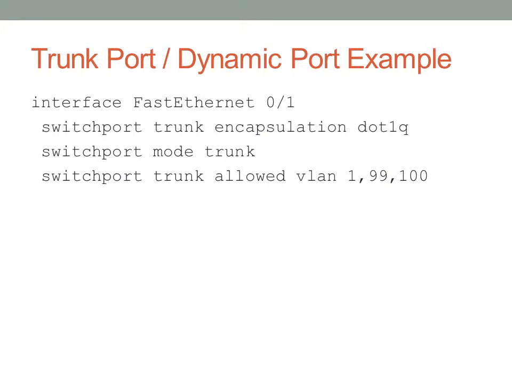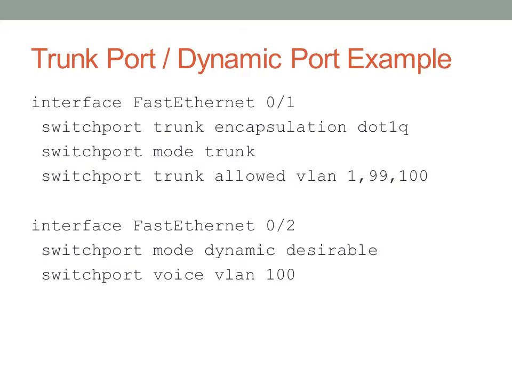The top one here is a trunk port. We've specified the encapsulation method and switchport mode trunk. I've also given a command here which specifies what VLANs are allowed over that particular port. You can actually list VLANs or give ranges. And this would be a dynamic desirable port, and I've placed this port in voice VLAN 100 just to make sure that if it does come up as an access port, it will allow that voice VLAN.